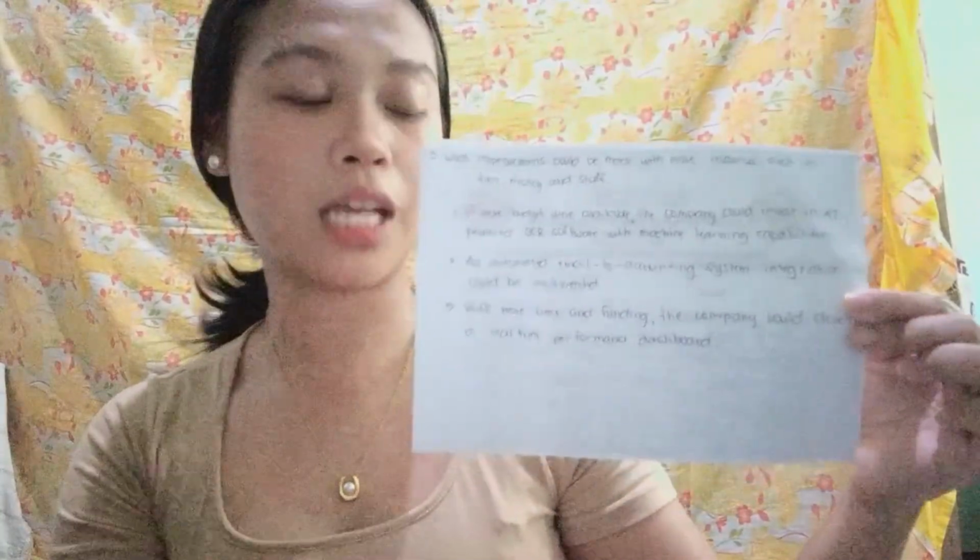if more budget were available, the company could invest in AI-powered OCR software with machine learning capabilities. This advanced technology can better recognize multi-line items and different invoice formats. As a result, it would reduce manual corrections, improve accuracy, and speed up processing time.